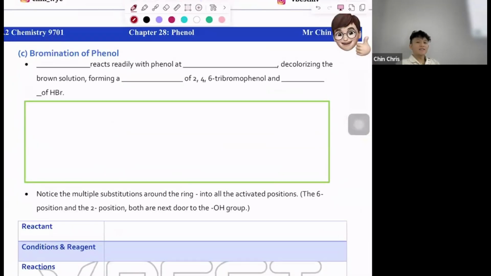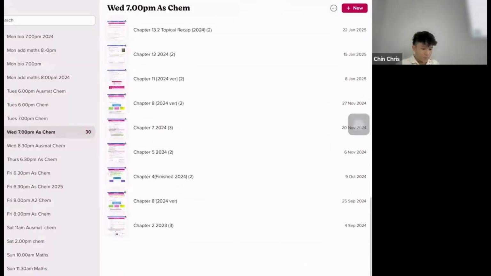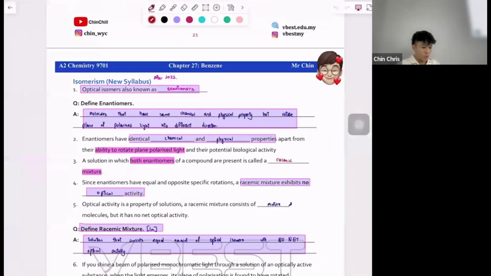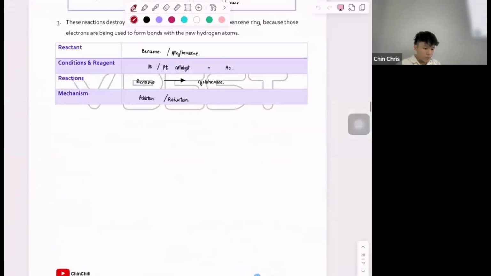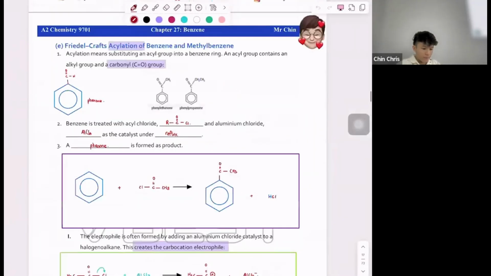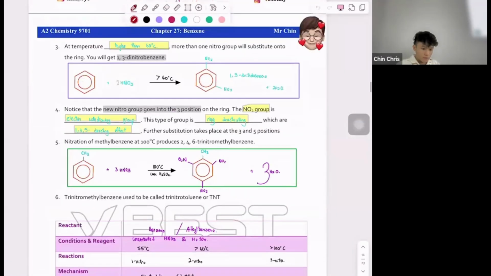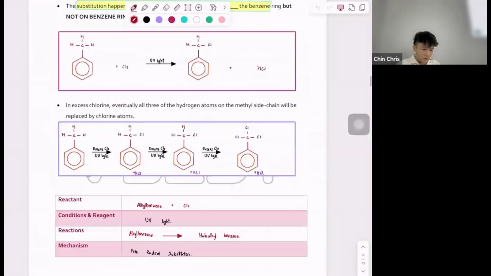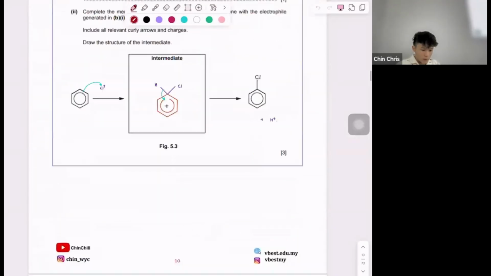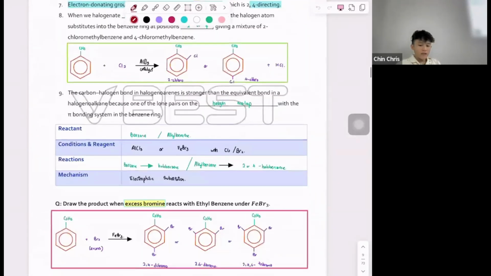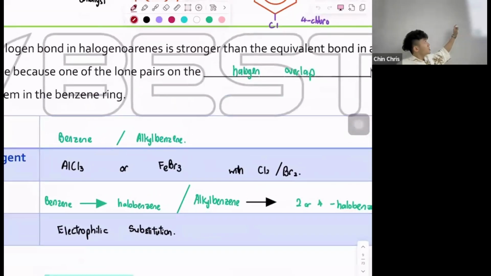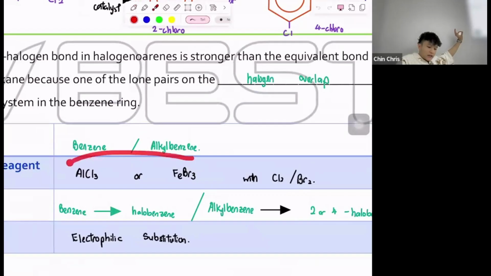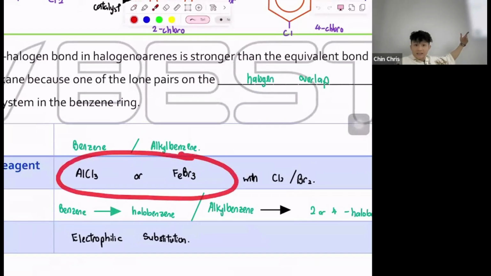Alright guys, next we have bromination of phenol. Before that, you need to know the comparison between the bromination of benzene and the bromination of phenol. Let's look at the bromination of benzene first. For bromination of benzene, you need a catalyst, correct? You need a catalyst. Why?